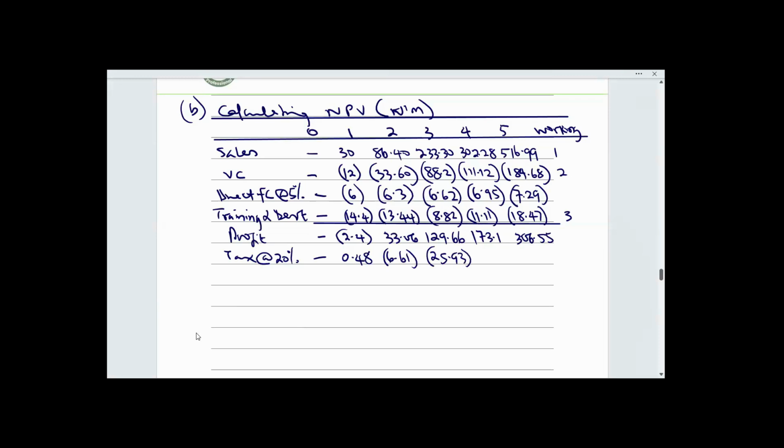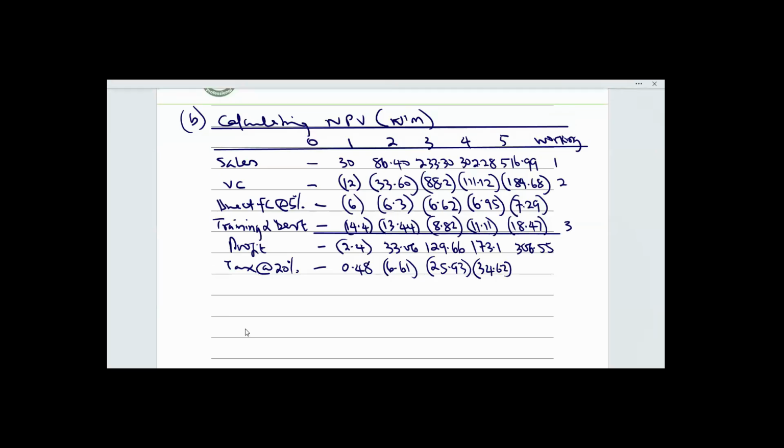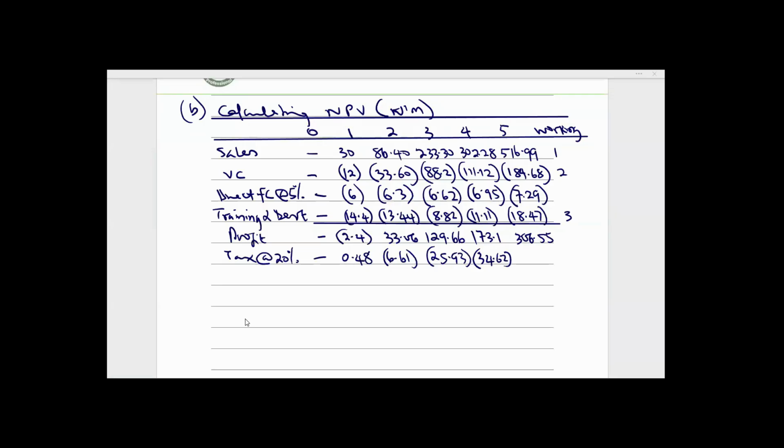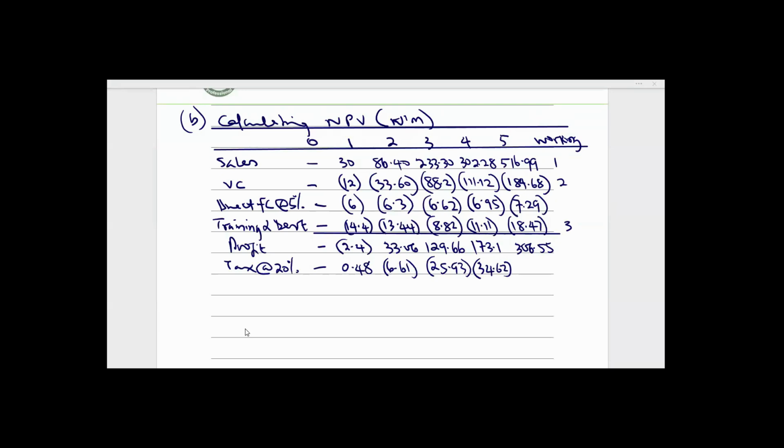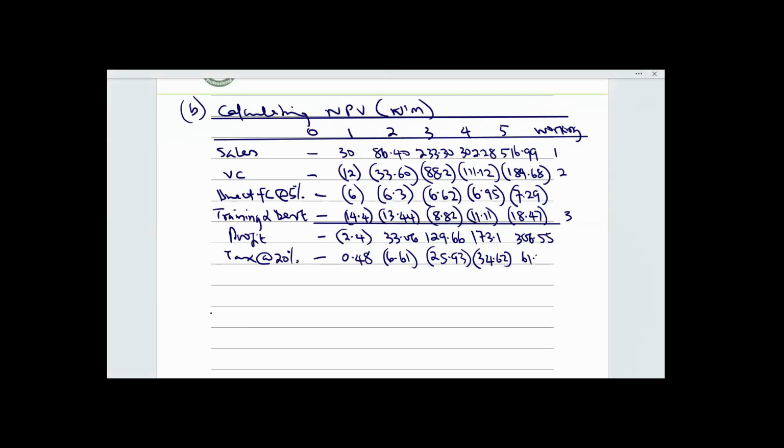In the fourth year, 173.1 multiplied by 0.2 equal 34.62. 34.62. Then in the fifth year, 306.55 multiplied by 0.2. That's 61.31. 61.31. Okay, so that's that.